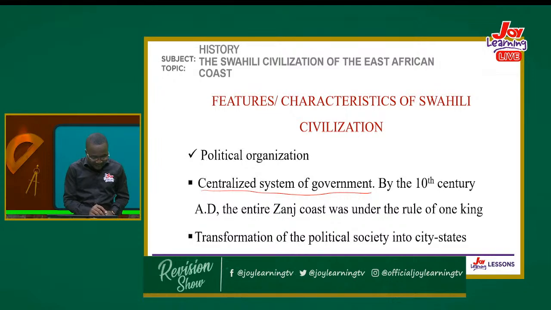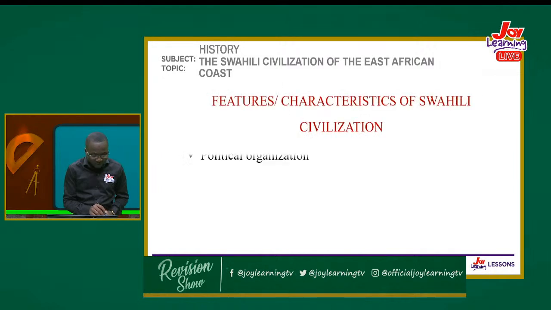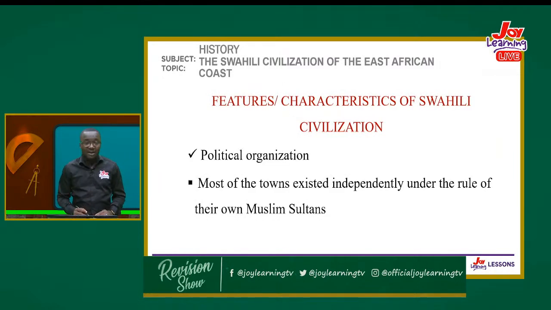All right. So that is another important feature of the political organization of the people of the East African coast. We have just said that most of these towns also existed independently under the rule of their own Muslim sultans. That is it. They are in charge of the city states where they have been placed, and they report to the Zanj ruler. All right. So that is it about the political organization of Swahili civilization.